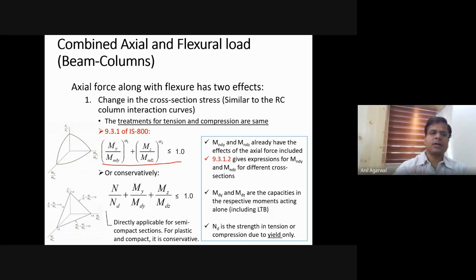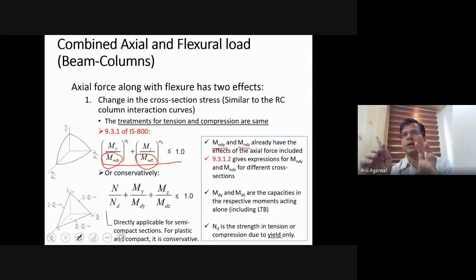So actually what is happening is that this M_ndy is one denominator, and M_ndz is the other denominator. Both of them are calculated for axial force and bending moment acting in one direction. So basically, you first calculated M_ndy and M_ndz as if only M_y is acting along with the axial force, and this is the limit state. There are equations given for that in IS 800. You have to go to clause number 9.3.1.2 in the Indian code.